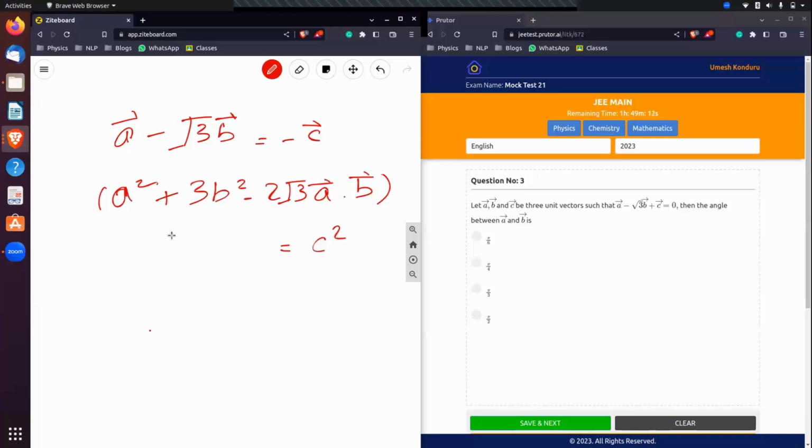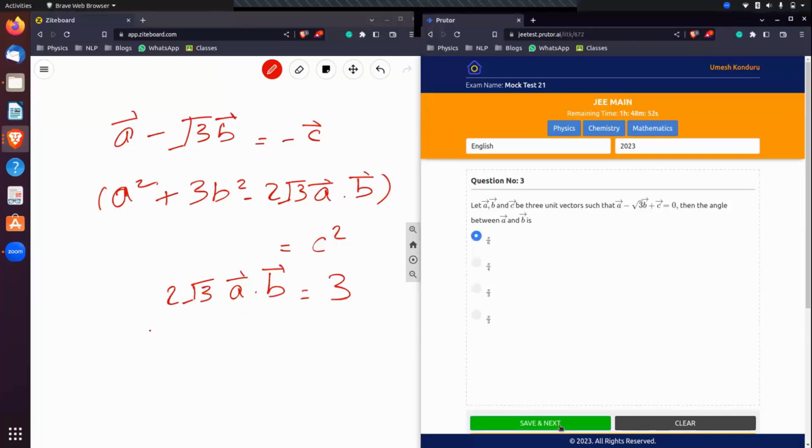And since I know that they're unit vectors, their magnitudes are going to be 1, and that means I get 2 root 3 a dot b equals 3. So a dot b equals root 3 by 2. And that's the cosine of the angle.